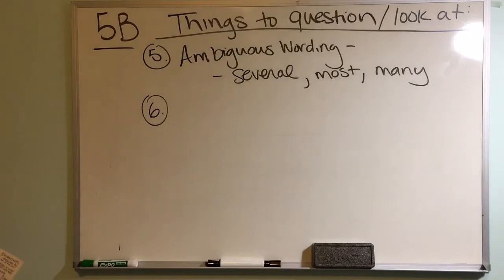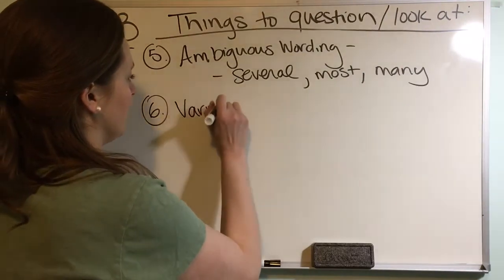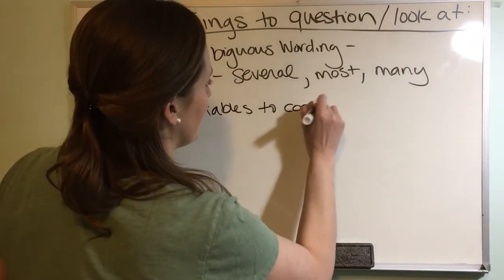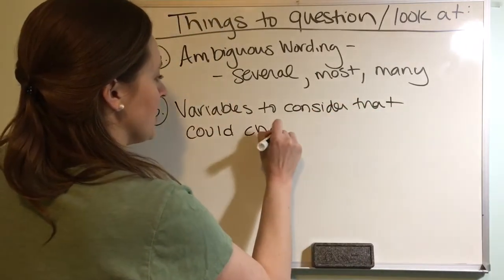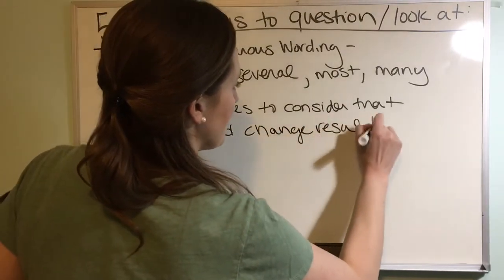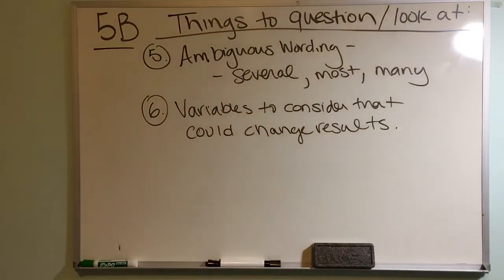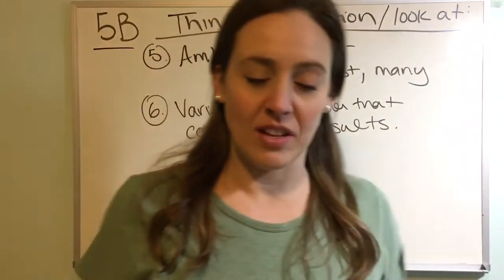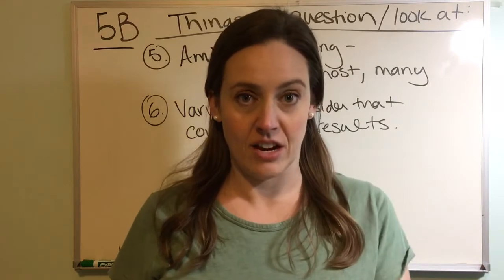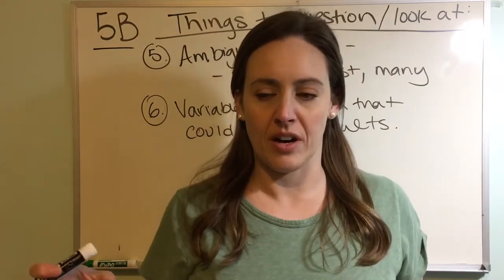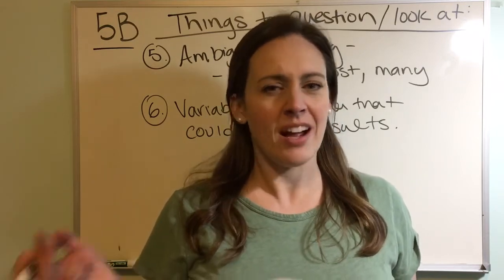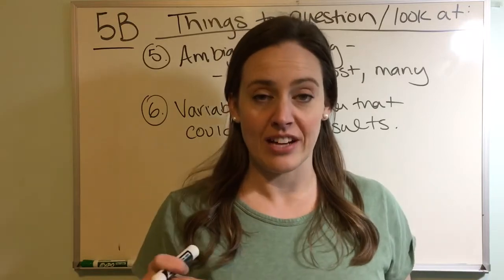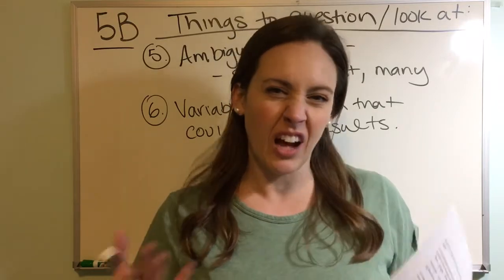Number 6. Variables to consider that could change your results. A great example. Let me just write this down. Variables to consider that could change your results. You're going to love this one. Every semester, all of the 100 level math classes like ours, anything that starts with a 1 or above, takes just a quick 3-question assessment. It's a problem solving thing. We do it every semester. We collect all of that data and we see kind of how we're doing.